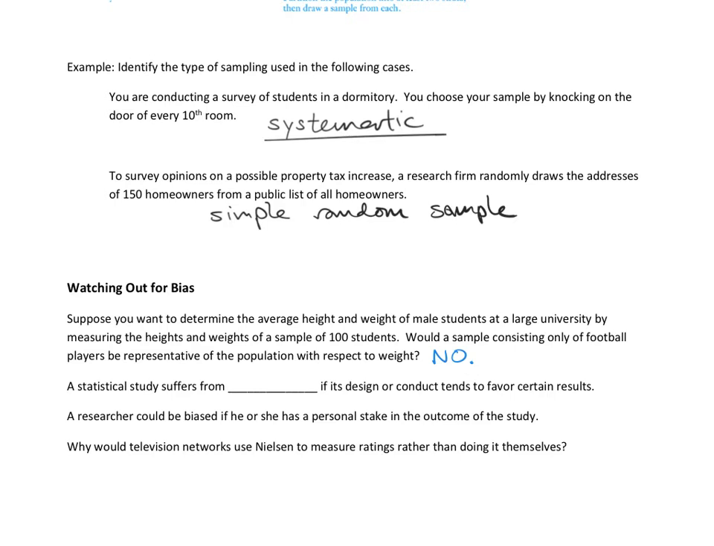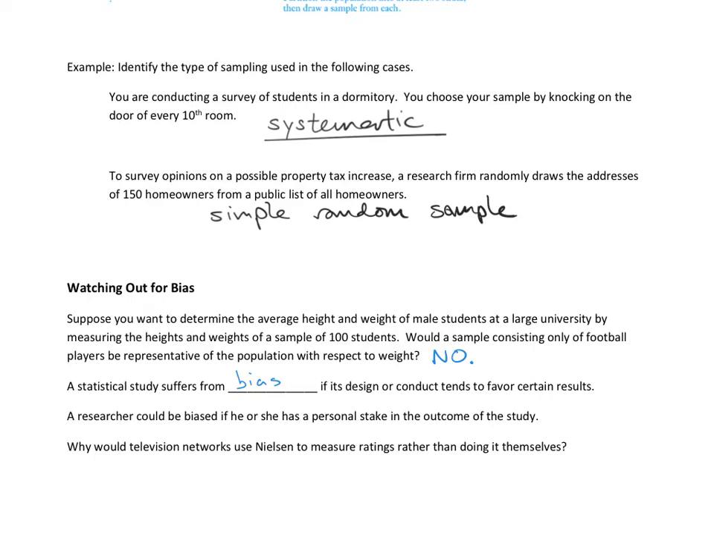So we can say a statistical study suffers from bias if its design or conduct tends to favor certain results. A researcher could be biased if he or she has a personal stake in the outcome of the study, like calling in to a Republican talk show and trying to answer a poll as to who would make a better president, the next Republican candidate or the next Democratic candidate. There would probably be some bias there.